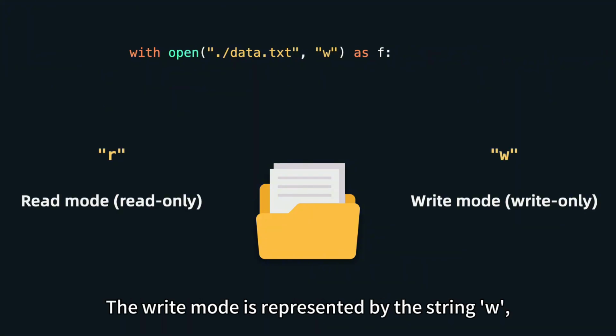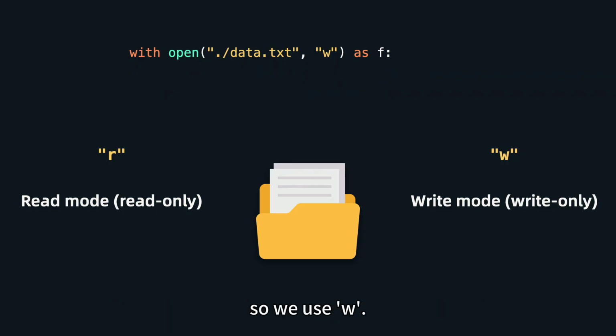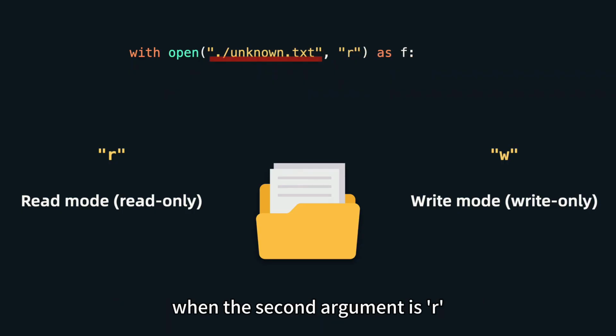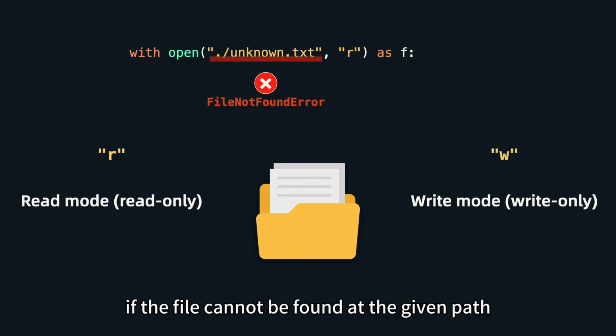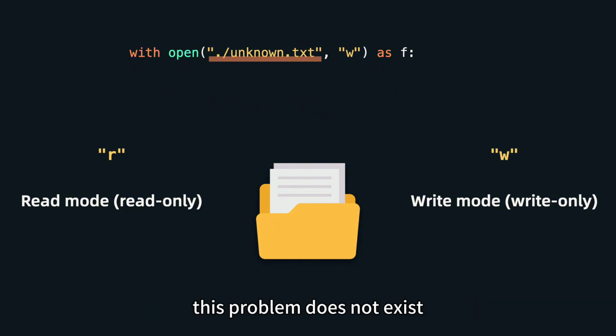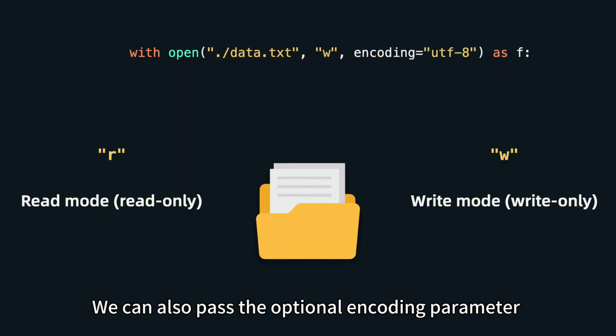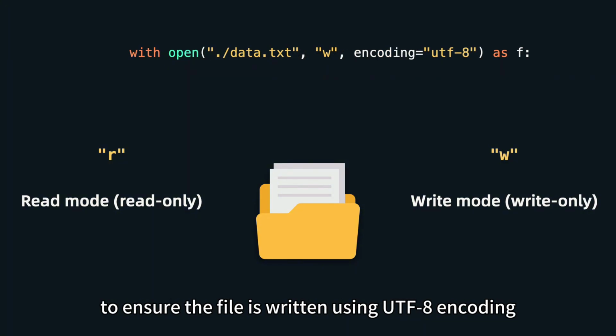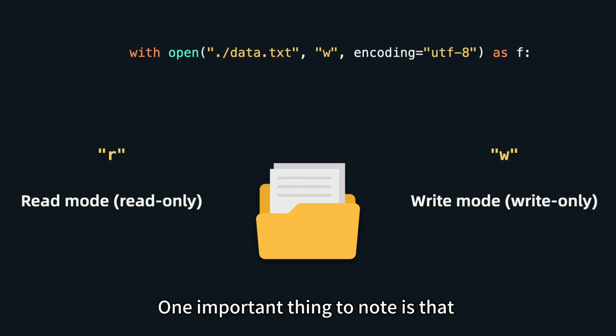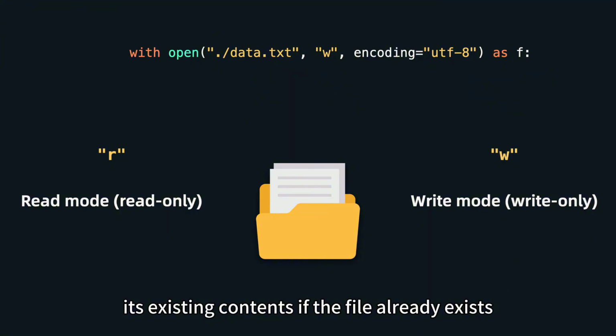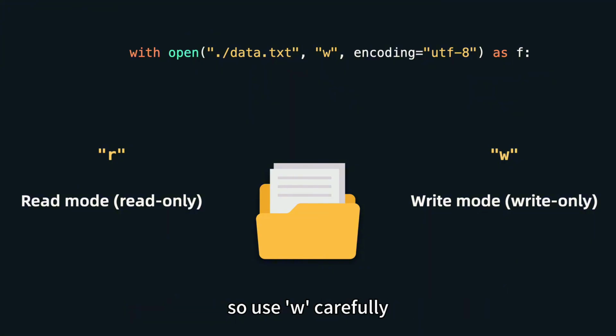The write mode is represented by the string "w", so we use "w" instead of "r" as in read mode. When the second argument is "r", the program will raise an error if the file cannot be found at the given path. In write mode, this problem does not exist. If the file does not exist, the program will automatically create a file with the given name. We can also pass the optional encoding parameter to ensure the file is written using UTF-8 encoding. The only important thing to note is that opening a file in "w" mode will clear its existing contents if the file already exists. So use "w" carefully.